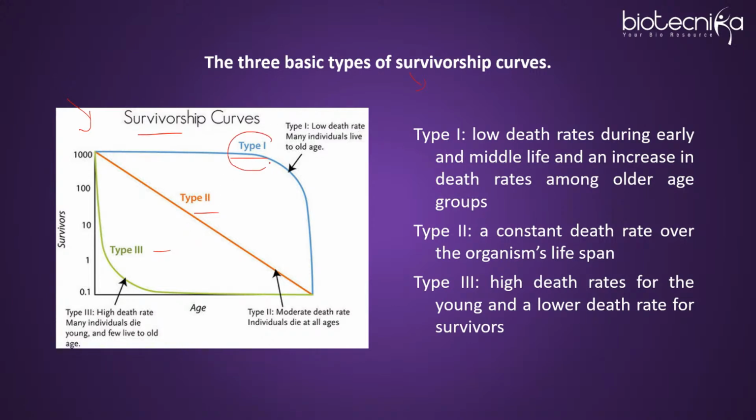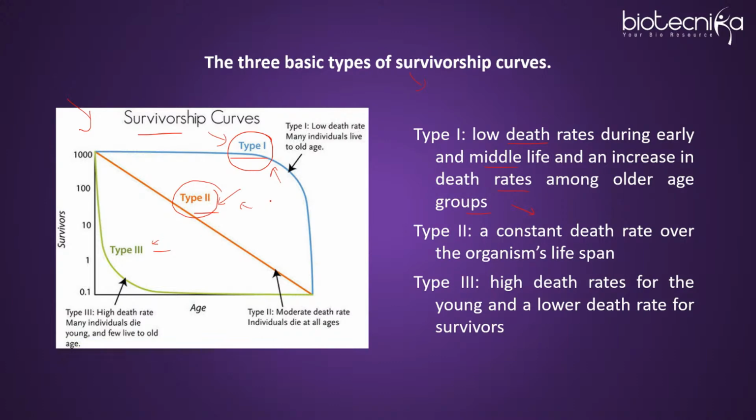Now here, the type 1 curve. The individuals which follow the type 1 pattern have low death rates during early and middle life and an increase in death rate among older age groups. Can we see this graph, the blue one? I hope this should be clear. Sonali, Vishal, Subrata, is it clear? And type 2, the individuals which follow the type 2 curve have a constant mortality rate all over.